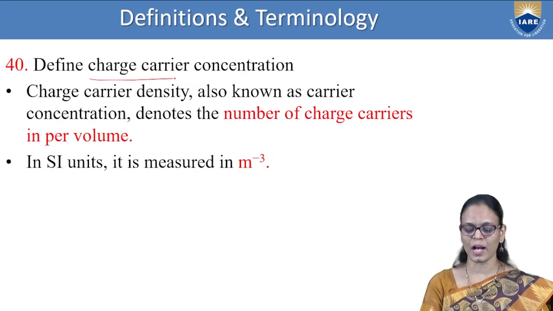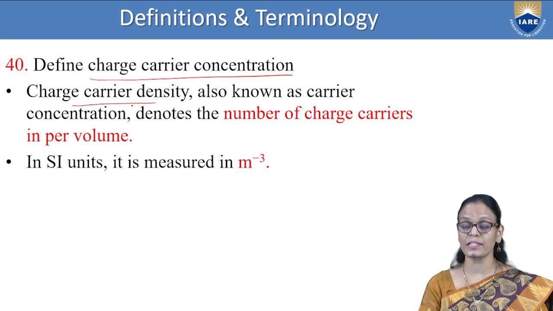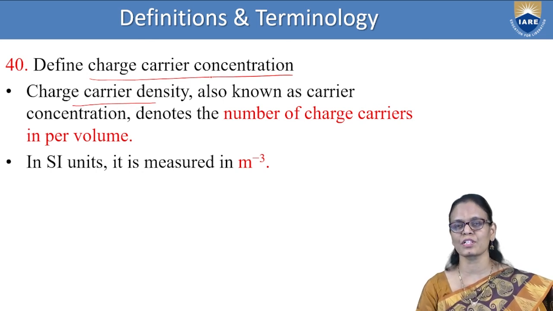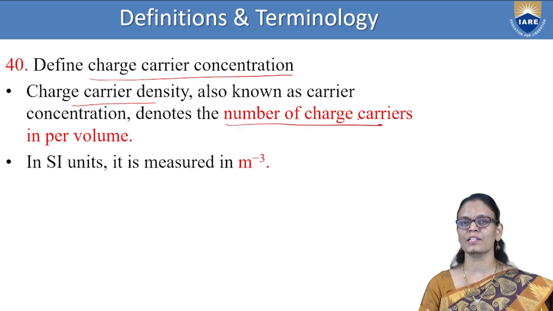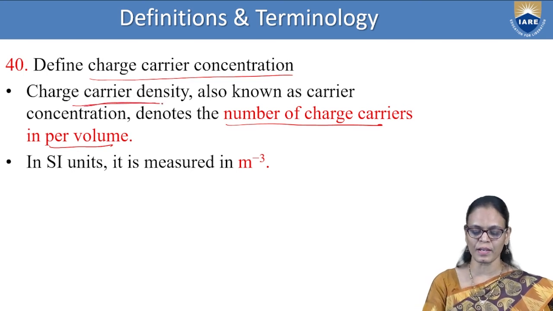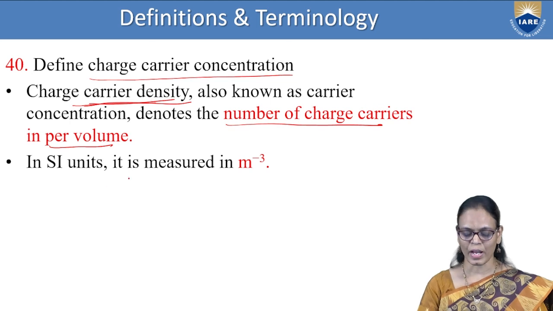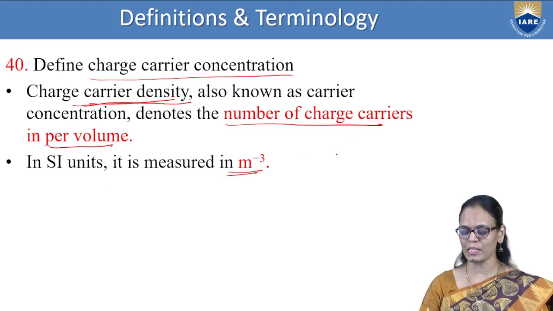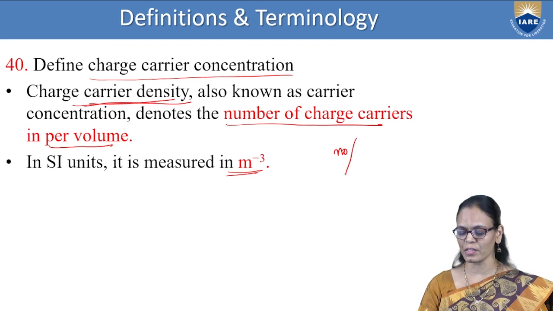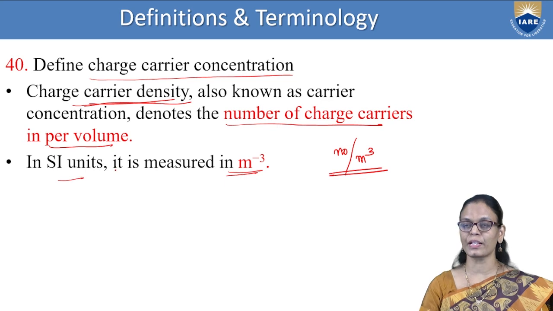Then define what is charge carrier concentration. It is also known as charge carrier density. Charge carrier density or charge carrier concentration mean the same. It is the number of charge carriers per unit volume. What is the number of charge carriers which are there in unit volume? That is why we are calling it charge carrier density. And its unit is per meter cubed, meaning the number of charge carriers per unit volume. So its SI unit is the number per meter cubed.